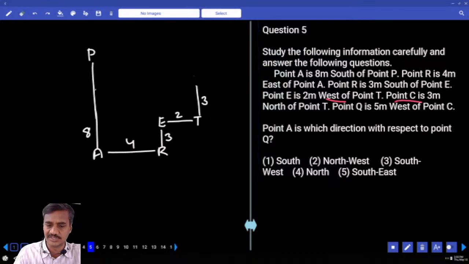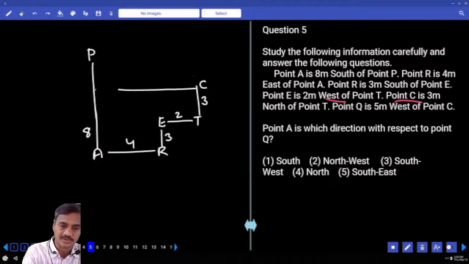And C is 3 meters to the north of P. And Q is 5 meters to the west of C. Now Q is somewhere here. Now that is just 5 meters, isn't it? And up to here this is 2. Now from here to here this is 3. And one more is left out of this one. And that is how much? That is only 1 meter.